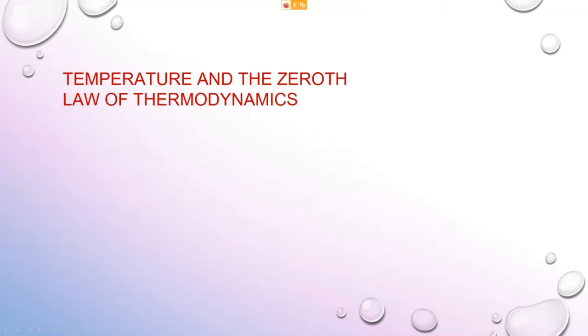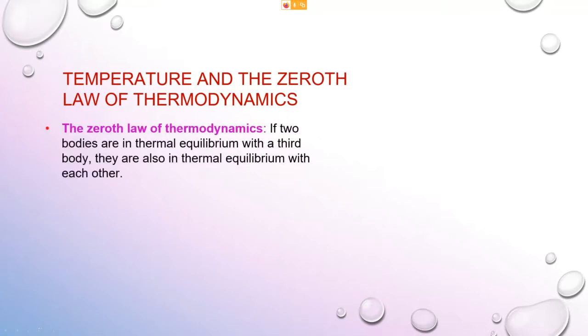Now, zeroth law of thermodynamics, in other words, you can call it a thermal equilibrium process. So the zeroth law of thermodynamics: if two bodies are in thermal equilibrium with a third body, they are also in thermal equilibrium with each other. So in other words, let's say for example, you have one object and then you have another object, which both are under thermal equilibrium.